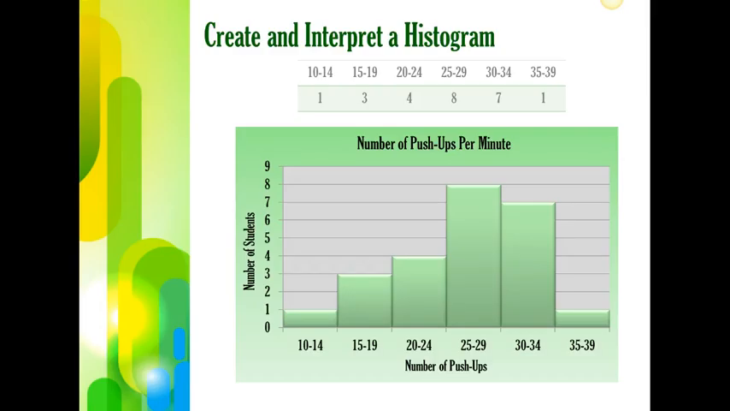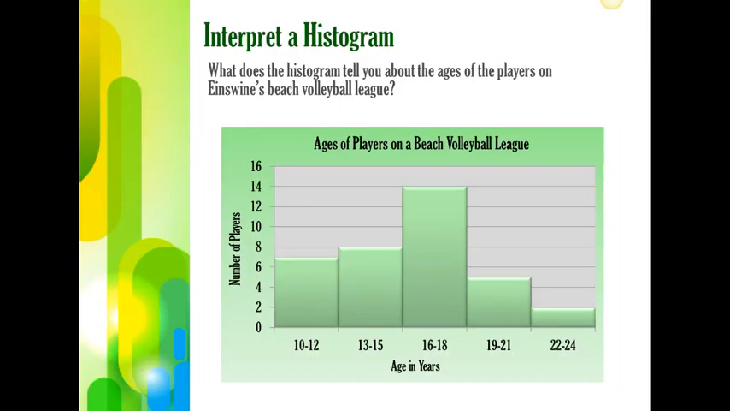We can know how many numbers were in the original data set by adding up all of the bar heights, but it is impossible for us to know exactly what numbers are in this data set. Therefore, we are not able to calculate the measures of the middle, such as mean, median, and mode, and we also are not able to tell the exact range of the data set. Let's take a look at one more histogram. What does the histogram tell you about the ages of the players on Einswein's Beach Volleyball League?